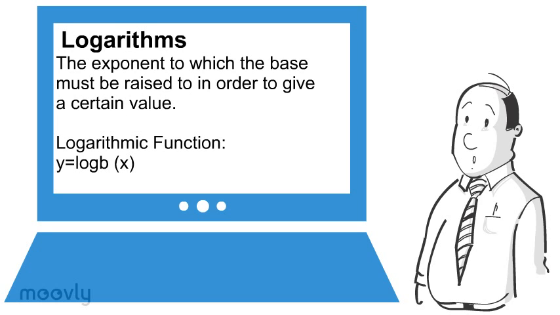Logarithmic functions are actually the inverses of exponential functions. In logarithmic functions, we are trying to find the exponent to which a base must be placed in order to get a certain value. That exponent would have been the x value in an exponential function, but it is now the y value of a logarithmic function. The general formula of a logarithmic function is y equals the logarithm of x to the base b.